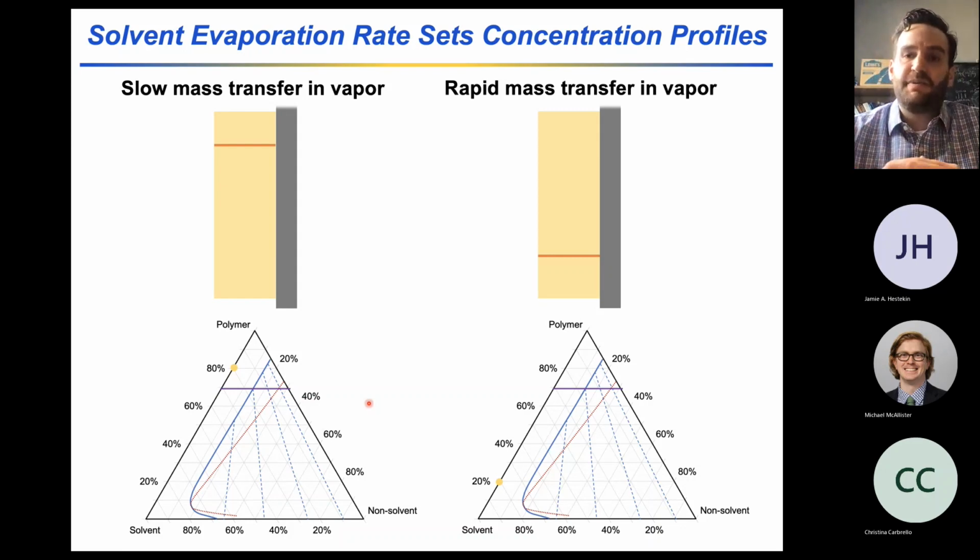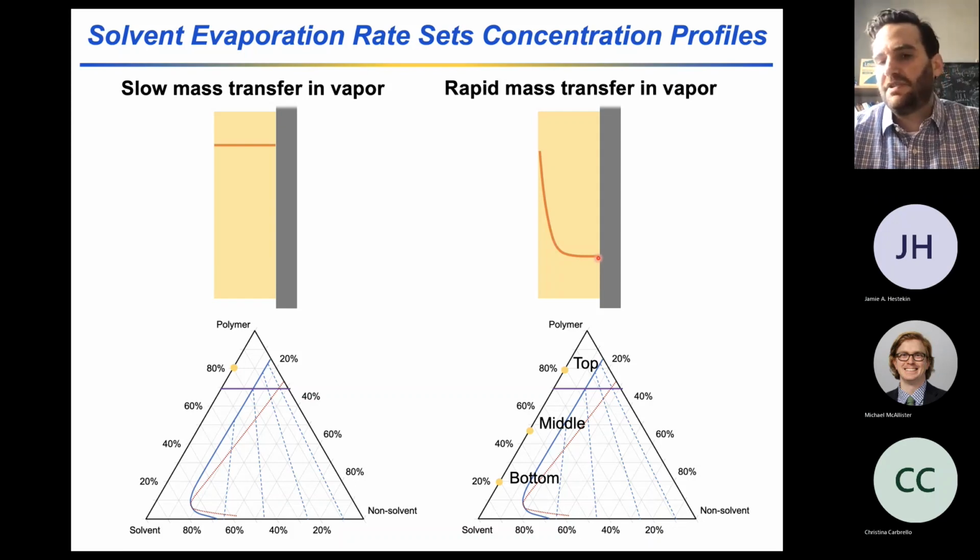Commercially, or in the spirit of trying to create asymmetric membranes with a very thin active layer, this rapid mass transfer in the vapor is likely more appealing, because this means that you're able to remove solvent locally very quickly from the film-air interface, which means that the polymer composition increases in this region and then decays back to the original casting solution composition on the surface or the glass slide that the material is cast on. And so now, across the film thickness, I have different trajectories that the bottom, middle, and top of the film can take through the ternary phase diagram.